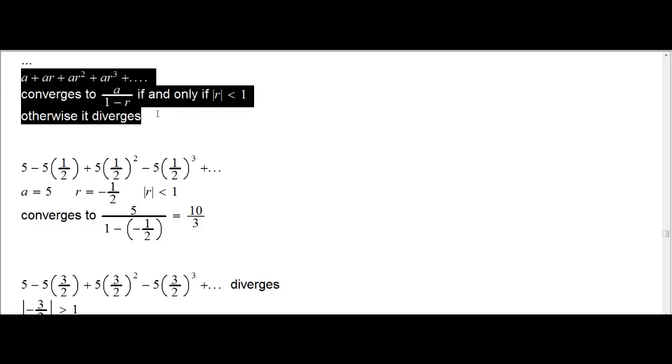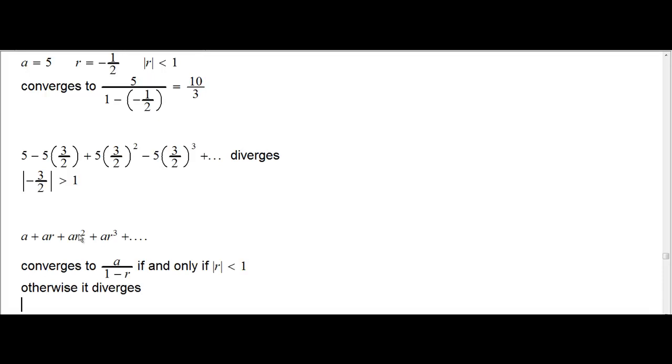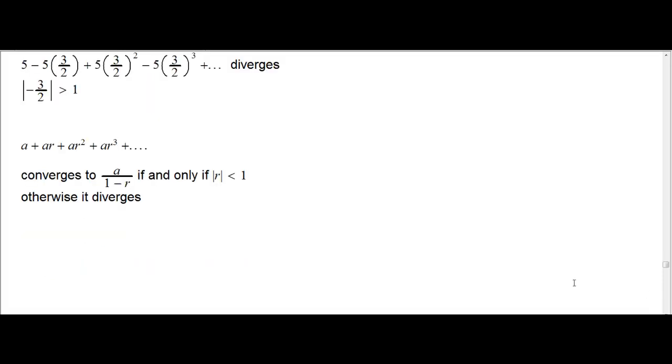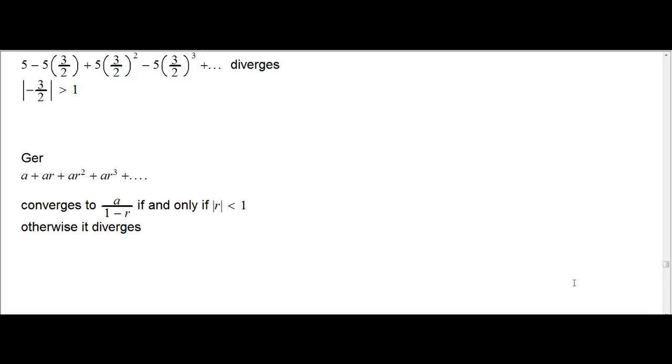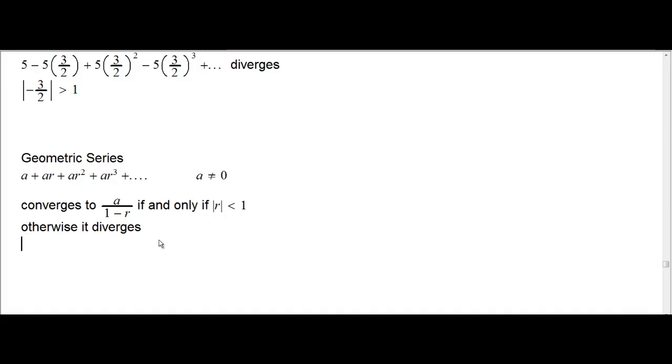This is a geometric series, and this is a very simple series. So the series that we have here is called the geometric series. Am I clear? And of course here we are treating a as non-zero, because if a is 0, then no matter what r is, the series is 0. So are we good so far?